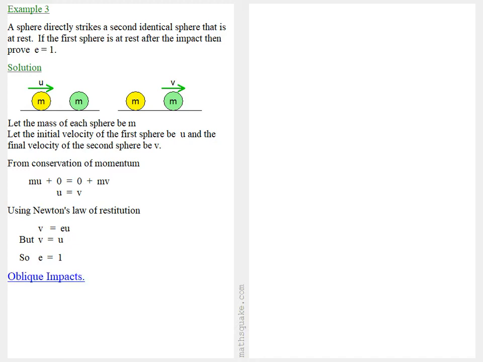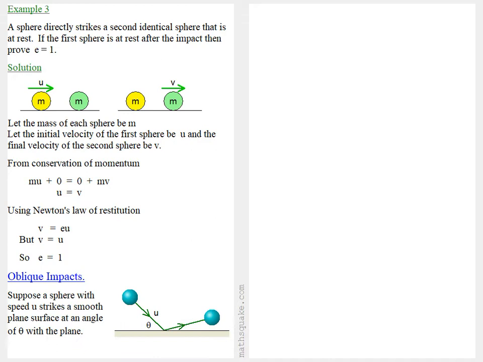Up until now, all impacts we have considered have either been perpendicular to a surface or two objects colliding directly in line. However, impacts can be oblique, such as a ball hitting a wall at an angle. Let's have a look at oblique impacts. Suppose a sphere with speed u strikes a smooth plane surface at an angle of theta with the plane. The question is, can we find the speed and direction of the bounce?